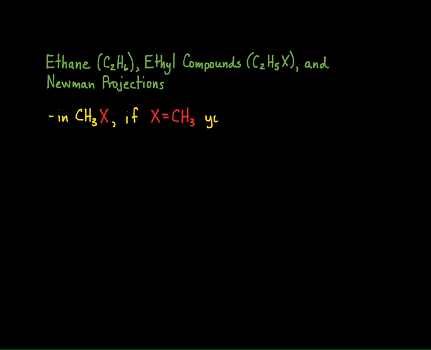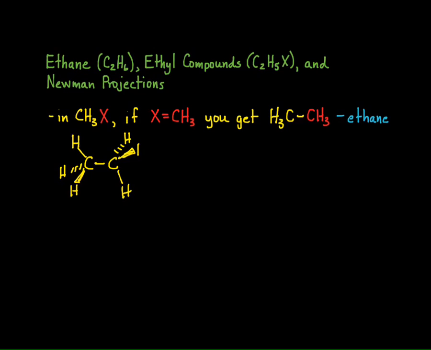So if you envision a methyl compound, if the X, the substituent, is another methyl group, then you get methyl-methyl, or we simply call this ethane. And so if we take a look at the three-dimensional structure of ethane, we simply have two methyl groups that are connected together. Each methyl group is tetrahedral in geometry, right? And of course, the bond angles are close to 109.5 degrees.